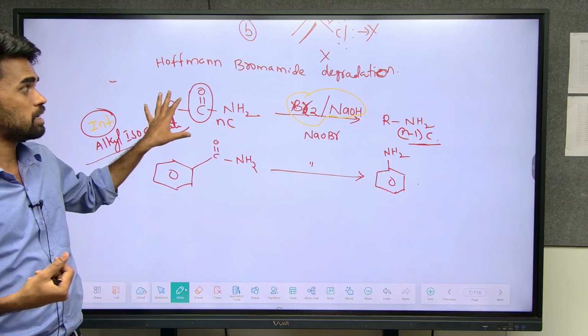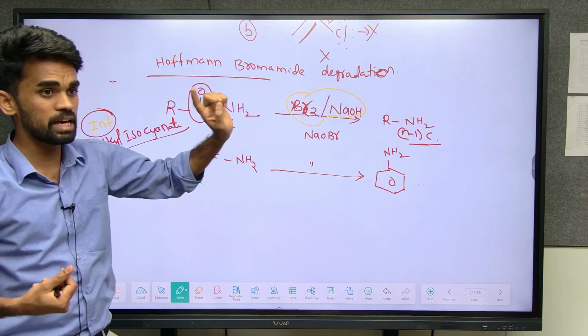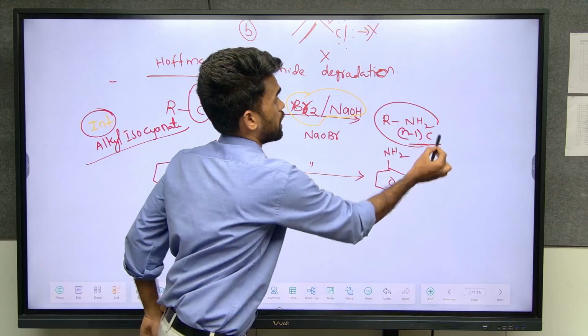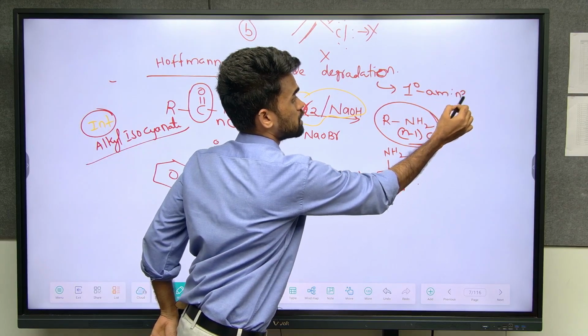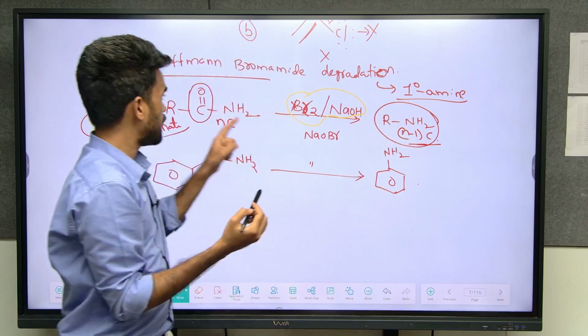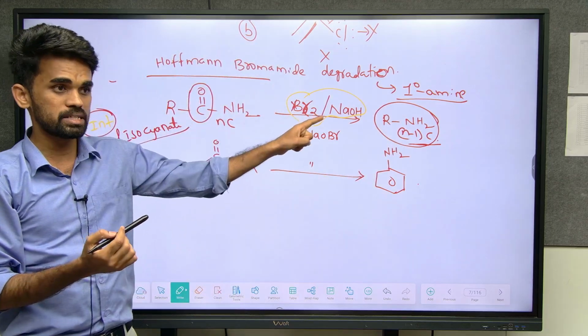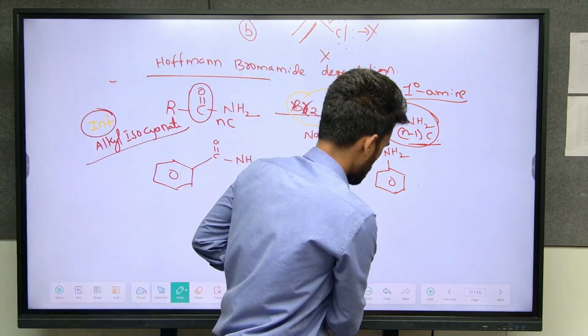Okay, so what will this method do? It is useful for preparation of primary amines only. What amines? Primary amines. From where can we prepare these primary amines? Amides. Amides to amines conversion. Okay, remember this.